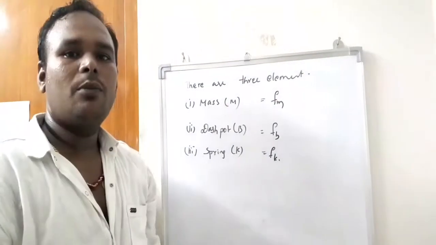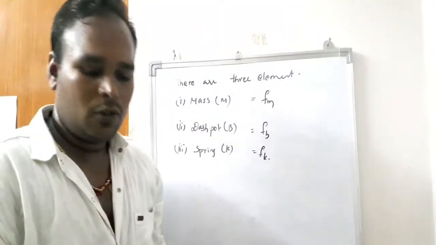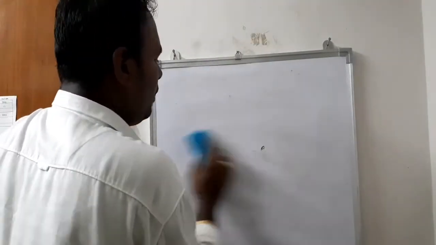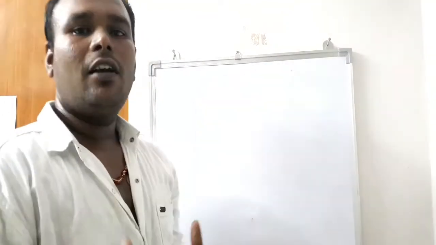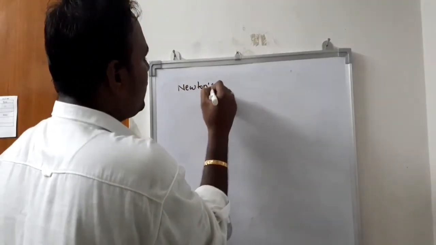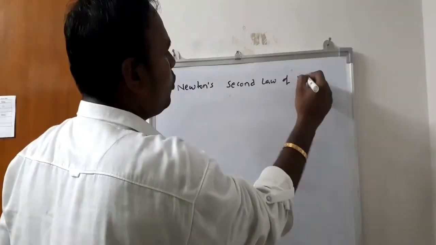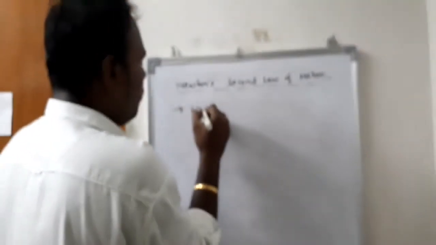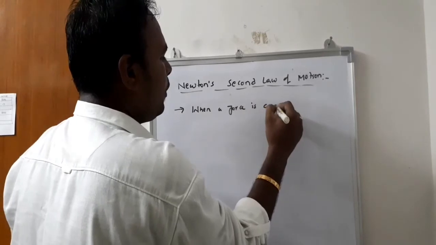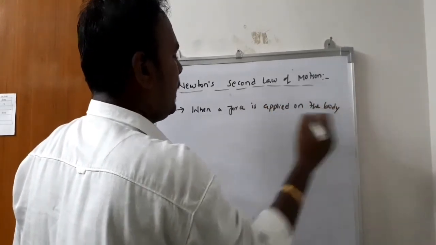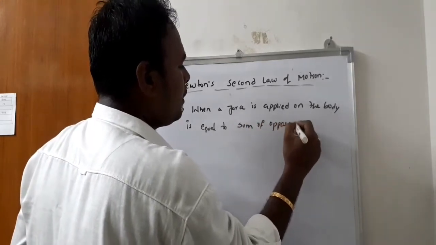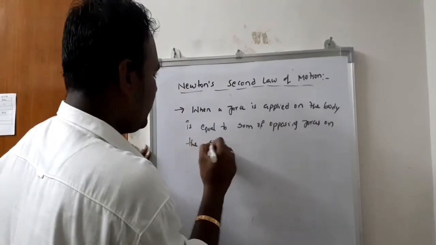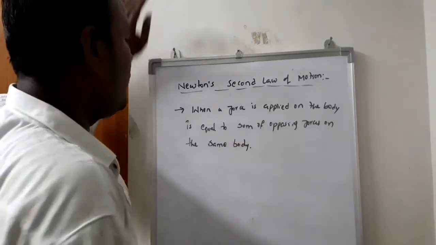So now we are going to discuss the individual basic elements of the mechanical translational system. Before that, we are going to find the transfer function of the mechanical translational system by using Newton's second law of motion. Here we have two statements of Newton's second law of motion. First one is, when a force is applied on the body, it is equal to the sum of the opposing forces on the same body. This is one of the Newton's second law of motion statements.